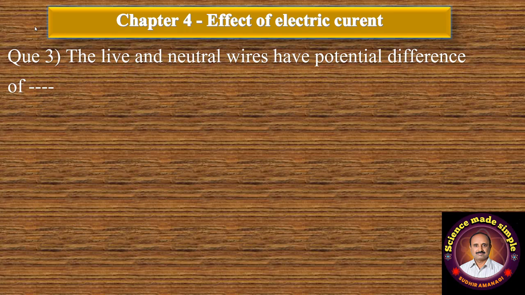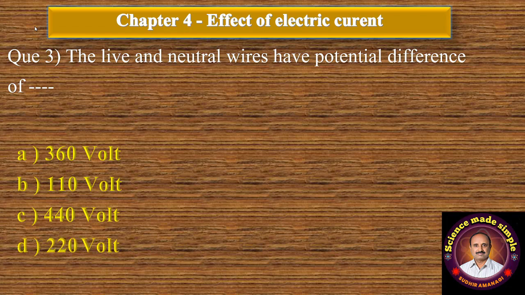Question number third. The live and neutral wires have potential difference of dash dash. A 360 volt, B 110 volt, C 440 volt, and D 220 volt. Correct answer is that option D 220 volt.